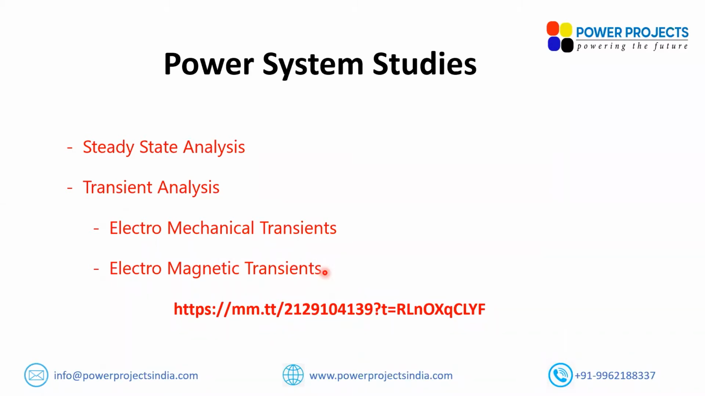But if I am running a lightning study, when lightning strikes the overhead line or ground wire, what's the rise in voltage on the tower? If I want to study this, I cannot probably use a time step of even 0.01 milliseconds, because the entire lightning waveform itself is 1.2/50 microseconds or 8/20 microseconds. So electromagnetic transients are used to assess the interaction between the electrical system and the magnetic system, and the time step for this is in microseconds, whereas for electromechanical transients, the time step is in milliseconds.